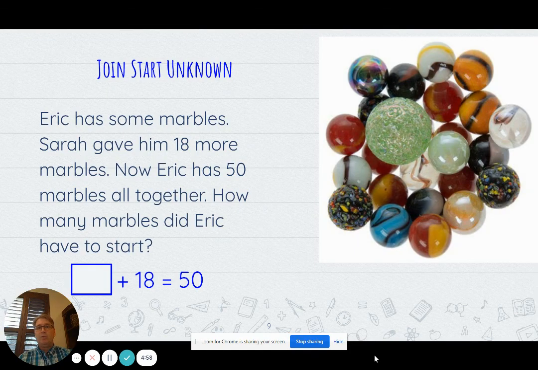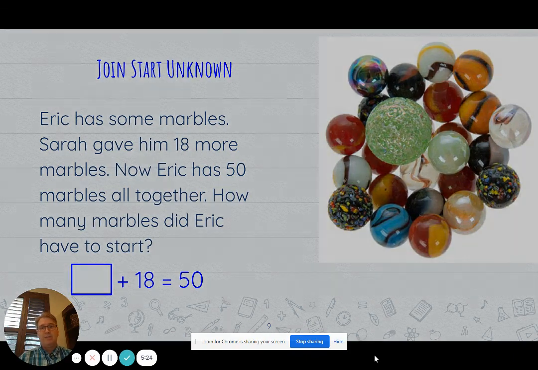Let's take a look at what's missing. Eric has some marbles. We don't know how many. Sarah gave him 18 more, and now Eric has 50 marbles altogether. So here is the problem that really represents that. And the question is, how many marbles did Eric have at the beginning to start? So we need to figure that out again, and there are lots of ways to do that. We can count up from 18, we can subtract 18 from 50, however we want to do that, but we can't solve it unless we understand it.